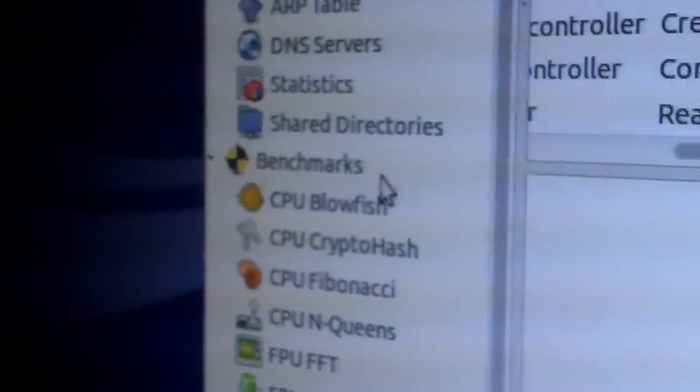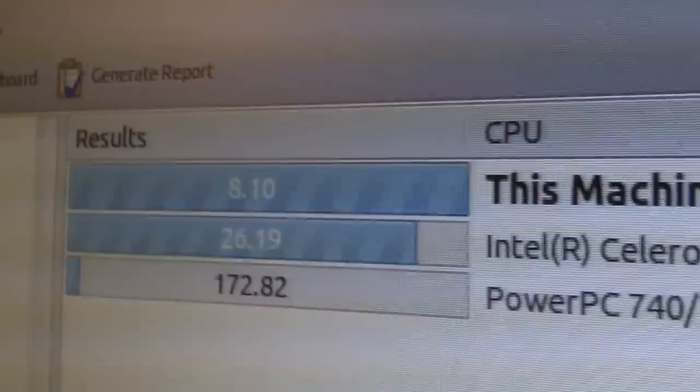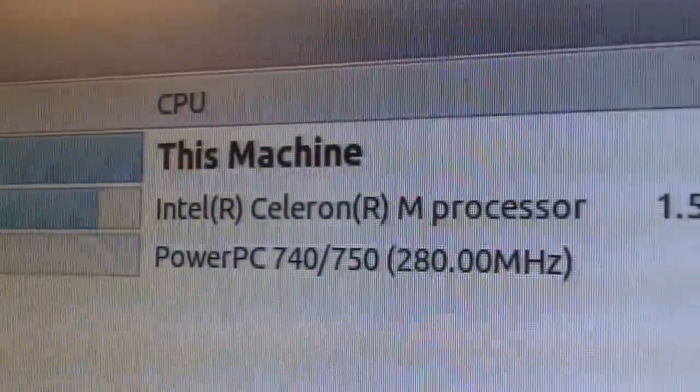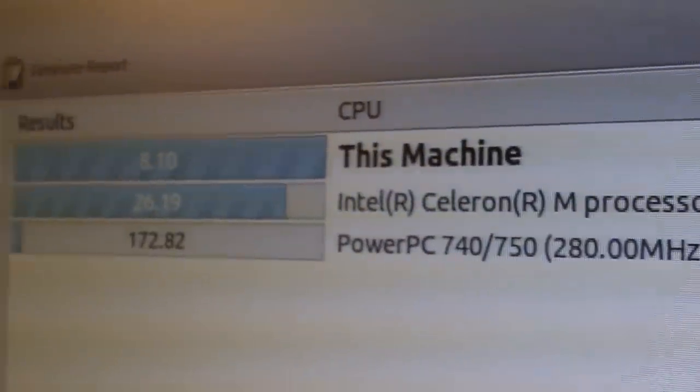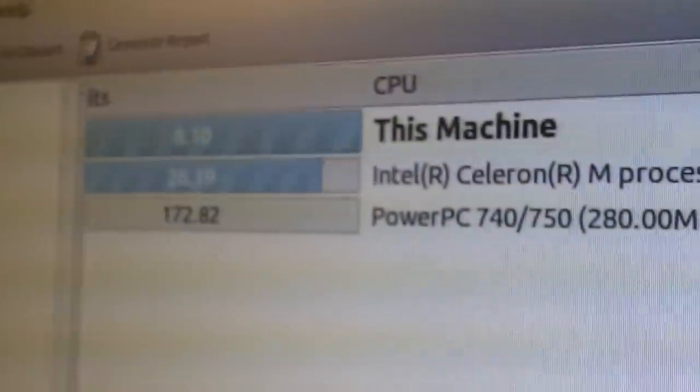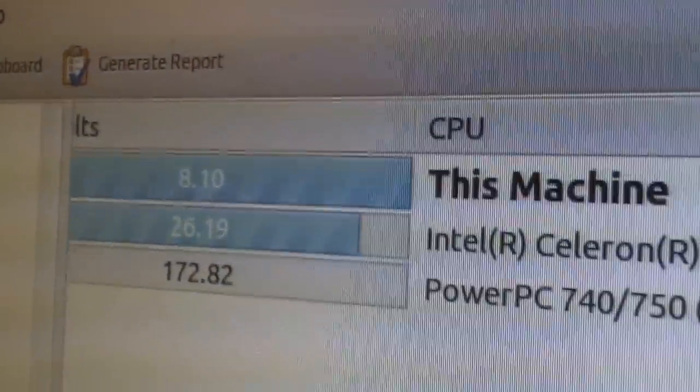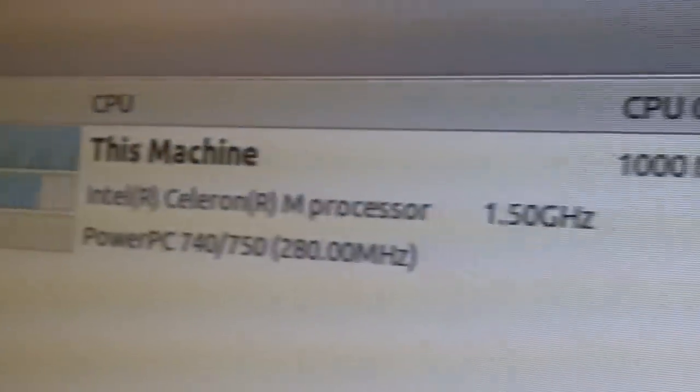And let's go ahead and try out some benchmarks. I think the highest processor that this operating system has on record is an Intel Celeron running at 1.5 gigahertz, so this is definitely going to beat that. Yeah, right here, it's the Intel Celeron M processor at 1.5 gigahertz. That's the highest or the best performing processor they have on record. And then, of course, this machine, we scored at 8.10. Lower numbers better in this case.